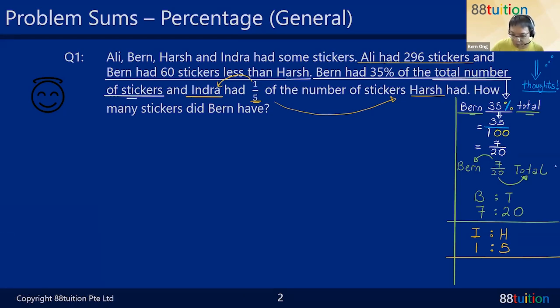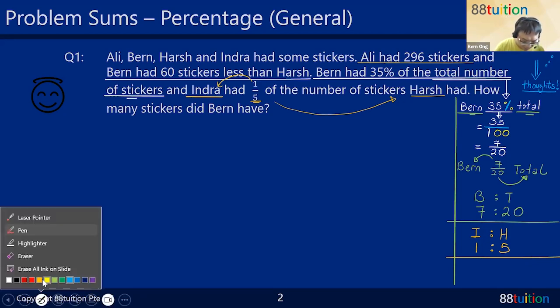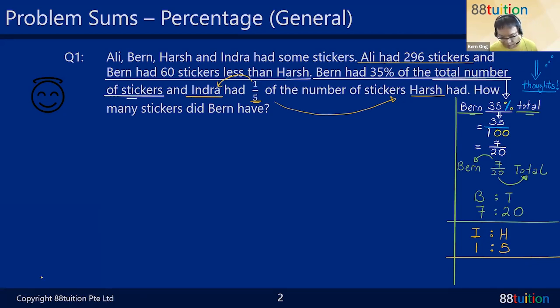You may think, how do I approach this? One thing is you have the thinking process. Next, if you really don't know, why not draw a model? We know that Indra versus Harsh is 1:5. So maybe we can just start off with that first. Maybe you can have Indra, English teacher, versus Harsh, our very important person behind the scene.